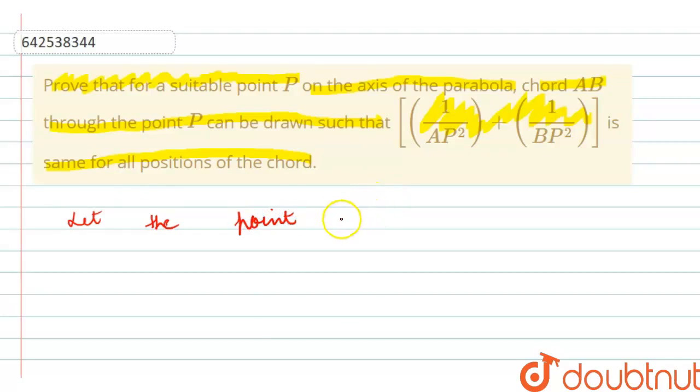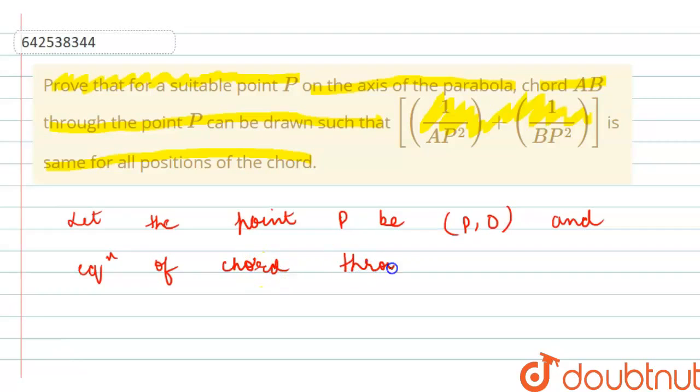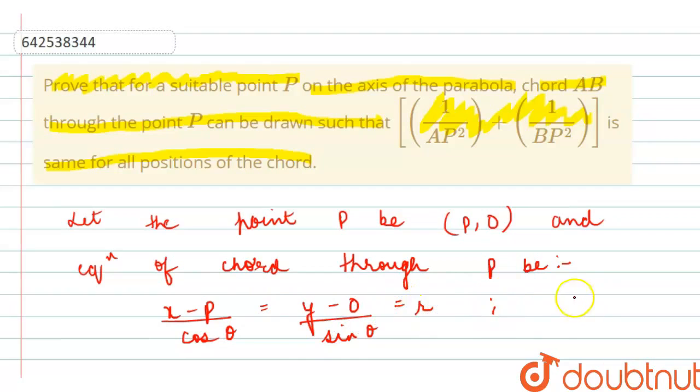Okay, so now I am assuming that let the point P be (p, 0) and equation of chord through point P will be (x minus p) upon cos theta equal to (y minus 0) upon sin theta is equal to r, where r belongs to real numbers.